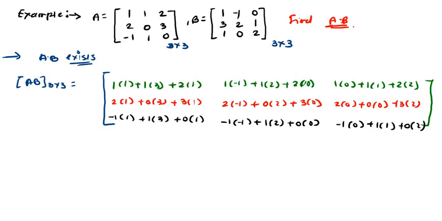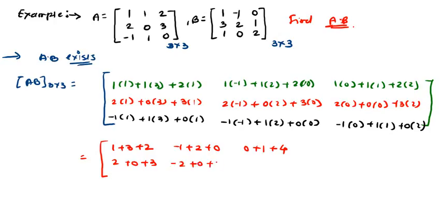So let's take the multiplication and finish the answer. See what will happen. This will be 1 plus 3 plus 2, minus 1 plus 2 plus 0, 0 plus 1 plus 4, 2 plus 0 plus 3, minus 2 plus 0 plus 0, 0 plus 0 plus 6, minus 1 plus 3 plus 0, 1 plus 2 plus 0, and 0 plus 1 plus 0.